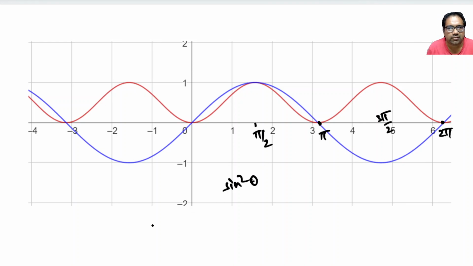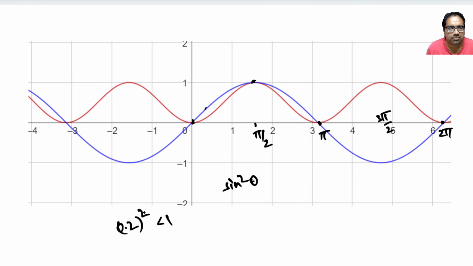Sine square theta. What does that mean? That is the square of this blue one. Okay. So sine theta goes from 0 to 1. 0 square is 0. 1 square is 1. Now between 0 and 1, it can be 0.2, 0.3, 0.4, 0.5, whatever. It's 0.2 square, let's say. 0.2 square is lesser than 0.2, right?